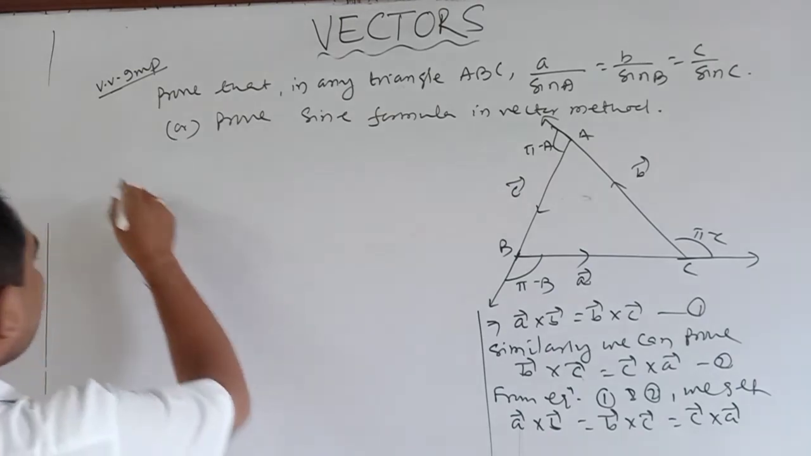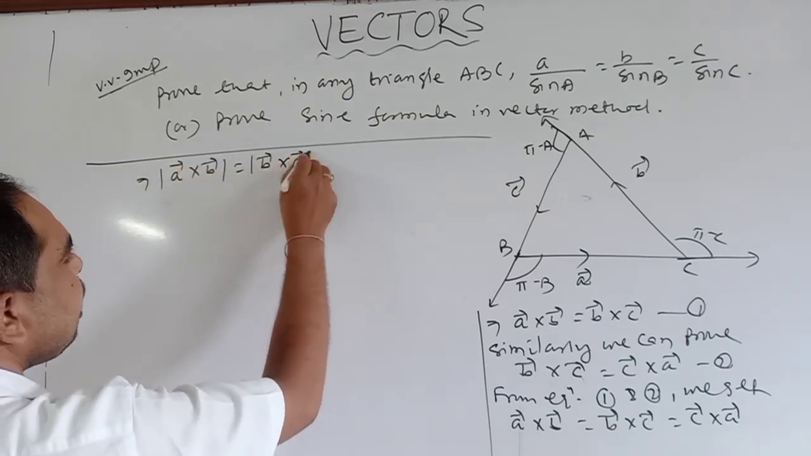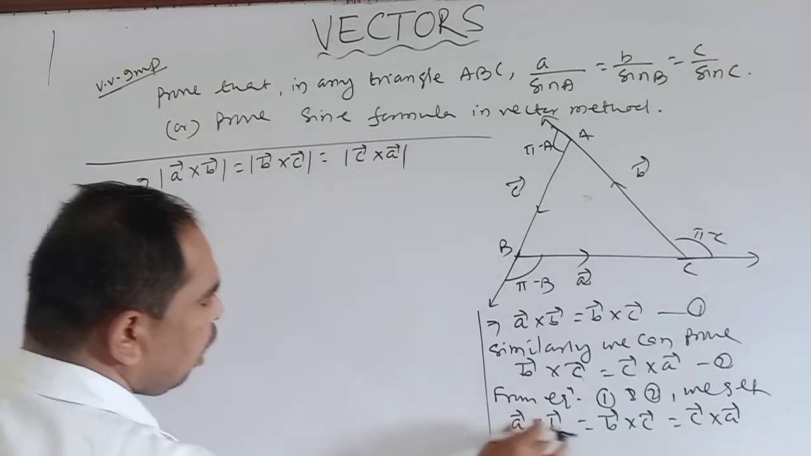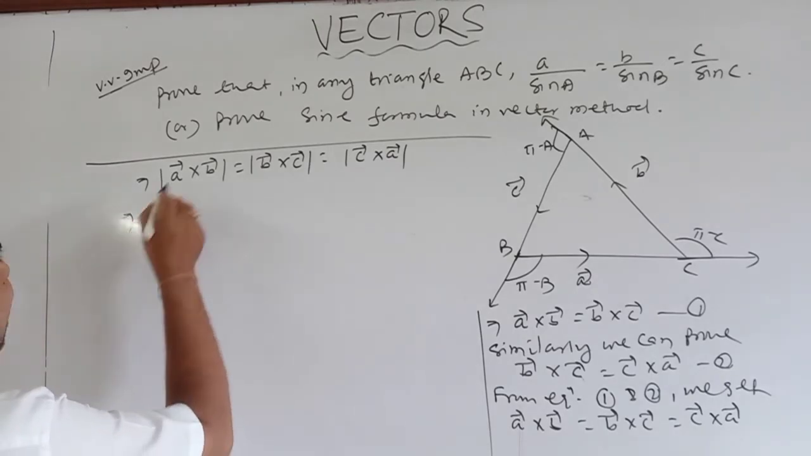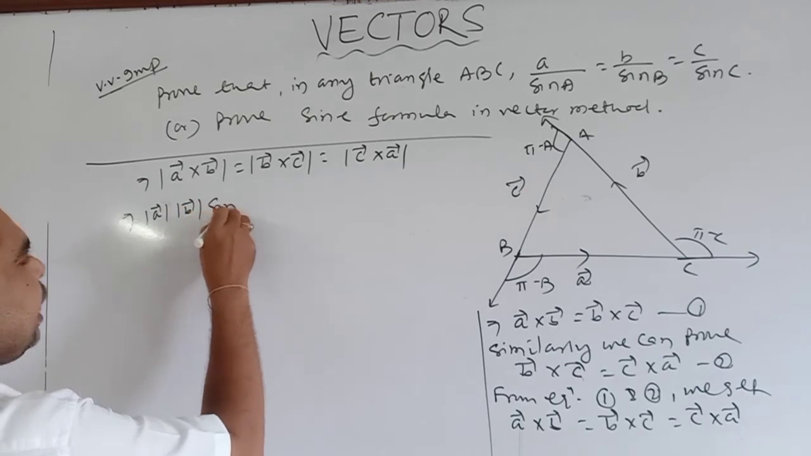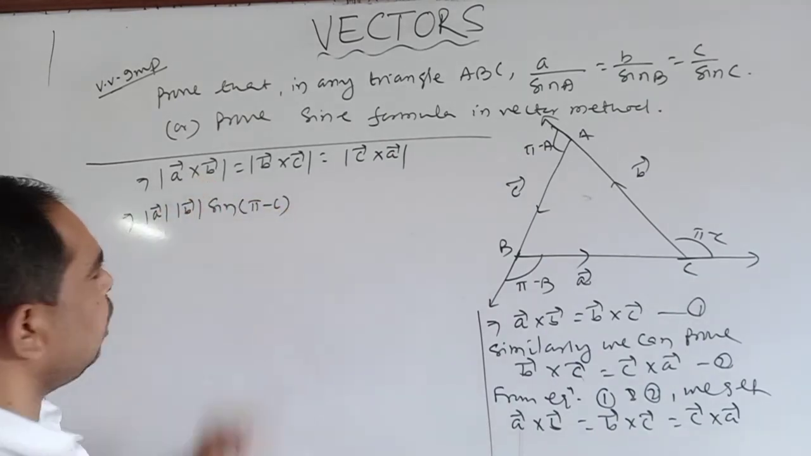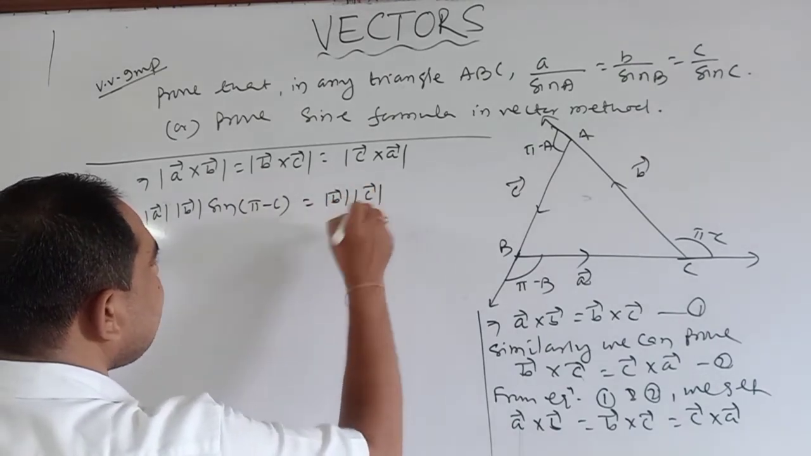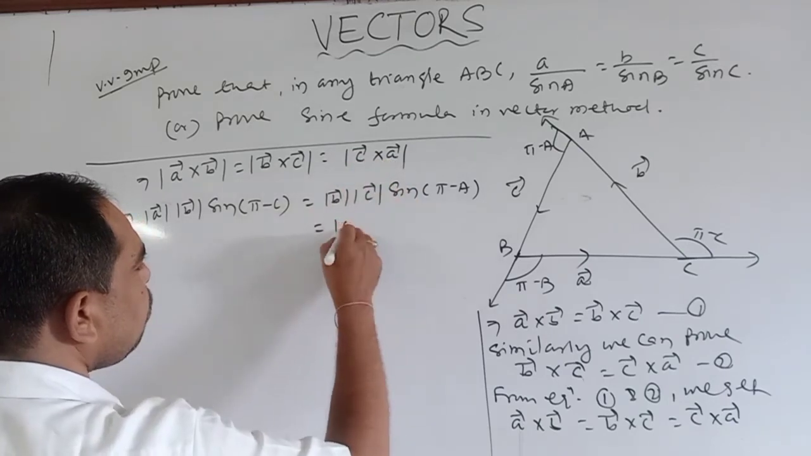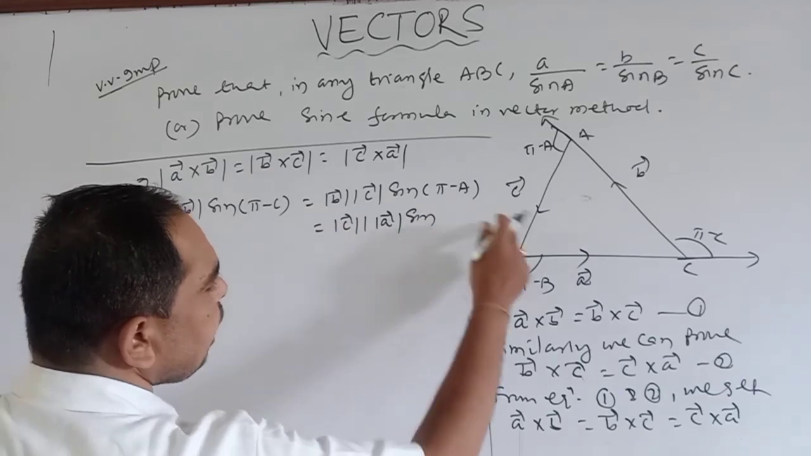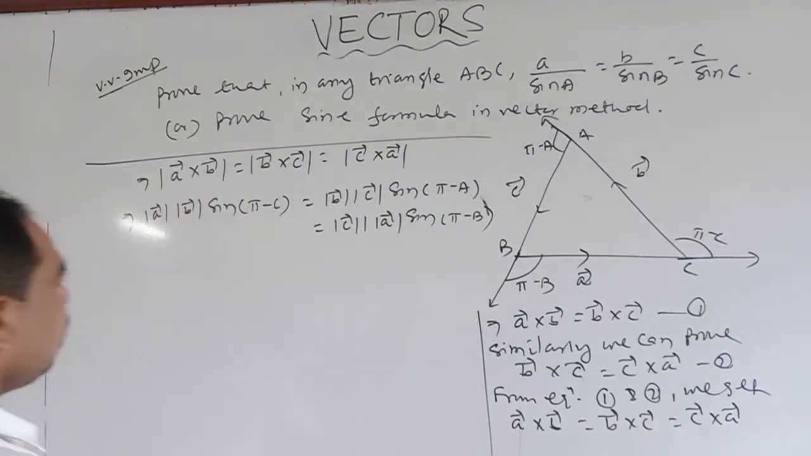This implies mode of a cross b is equal to mode of b cross c is equal to mode of c cross a. So mode of a cross b means mode a, mode b, sin of the angle between a vector and b vector, which is pi minus C, sin pi minus C. This is equal to mode b, mode c, sin of the angle between b and c, pi minus A. It is equal to mode c, mode a, sin of the angle between c and a, pi minus B. Since the mode is there everywhere, taking it as a factor, sin of pi minus theta is sin theta.